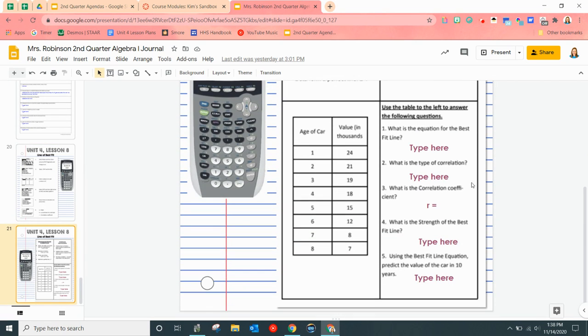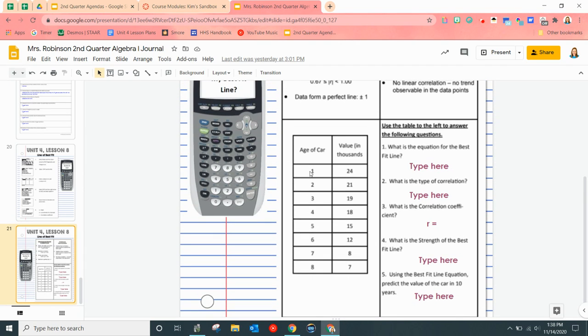Here's one example. Here's a table of values that has the age of a car and the value in thousands of the car. Notice when our car is 1 year old, it's worth $24,000. But when it gets down here to be 8 years old, it's only worth $7,000. This is what happens with cars, right? You buy them brand new and they cost a lot. And they say as soon as you drive them off the lot, they're worth less than when you paid for them 30 minutes ago.